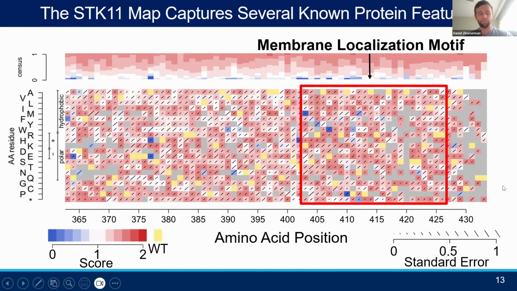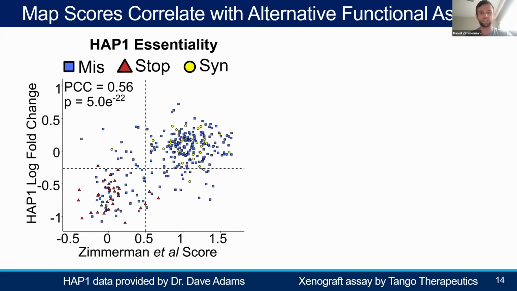And so essentially, this raises a big question: if we're not capturing all aspects of STK11 function, are we accurately describing the disease-related characteristics of STK11, and is this assay going to be able to accurately classify pathogenic and benign variants? But before I get into that, I'd first like to talk about some alternative functional data that we were able to get access to from collaborators.